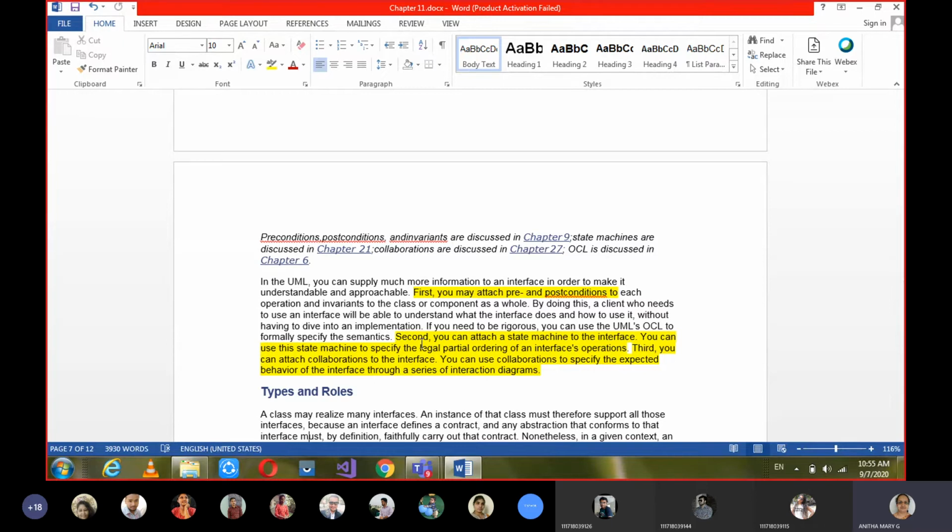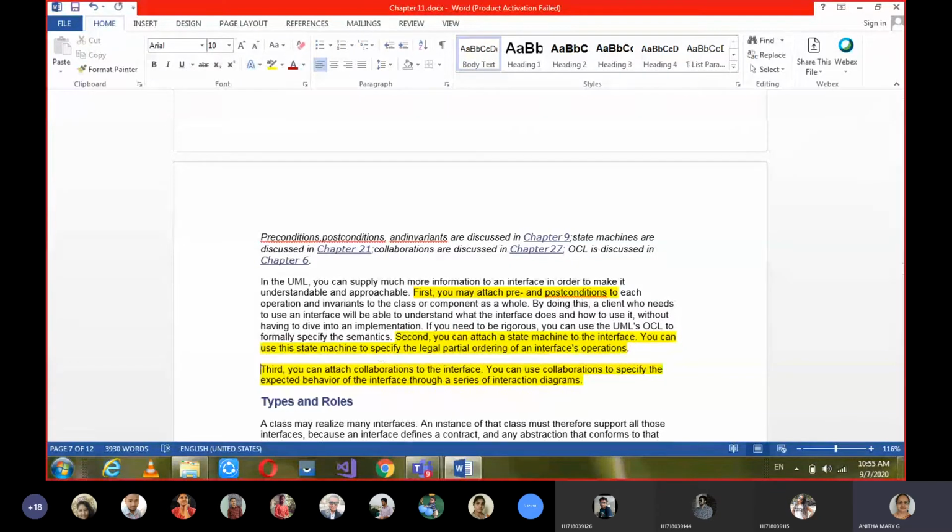But similarly here, when we want to get the state of a particular interface, at that time we can also use the state machine to specify the interface operations. Okay, and then moving on to the third point here, we can attach collaborations to an interface. So that is what we have done in the previous example, if you have seen.